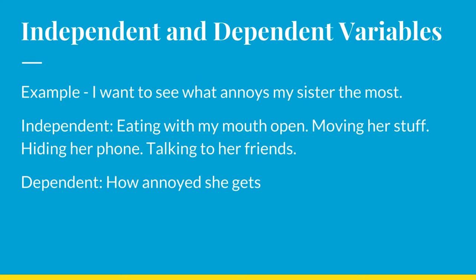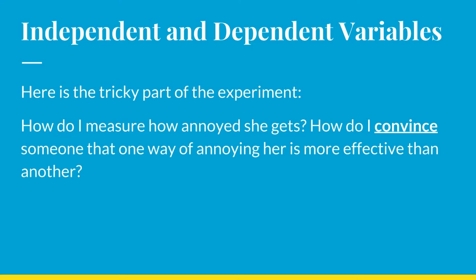Okay, pretty straightforward. Now this is where we get to the tricky part of the experiment. How do I measure how annoyed she gets? How do I convince someone that one way of annoying her is more effective than another way, right? So this is where I really have to think about how I can convince someone of something. This is the key part of an experiment, convincing someone of something, okay?